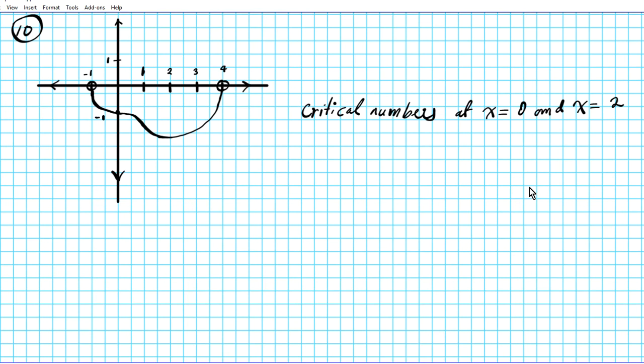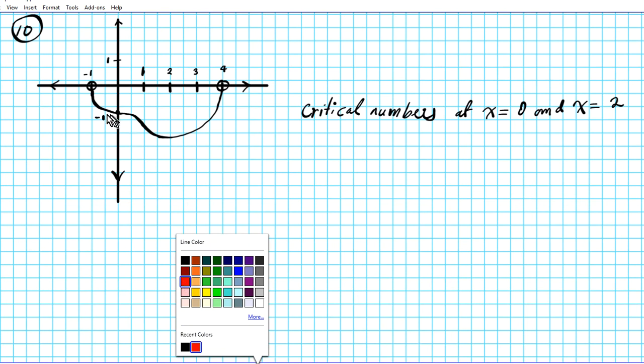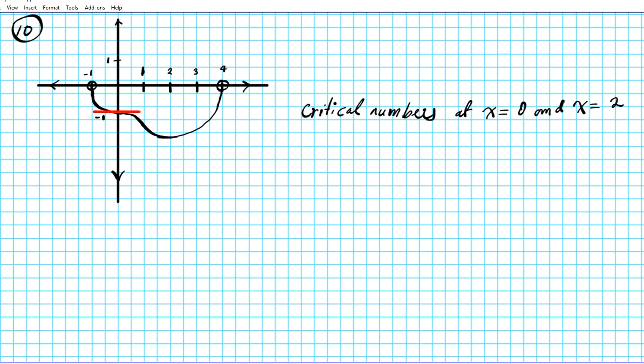Do you see why those are critical numbers? It is because we have horizontal tangents at those 2 points. So here we have a horizontal tangent, and then here also we have a horizontal tangent. So those are the 2 cases where you have critical numbers. So you have a critical number there and then a critical number there. Those are the only 2 critical numbers that we have in the domain of this function.